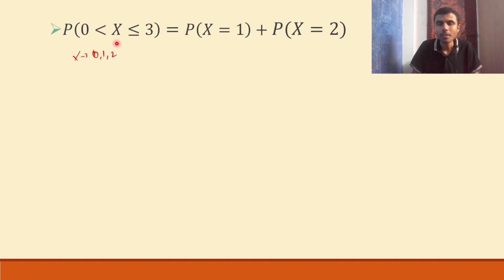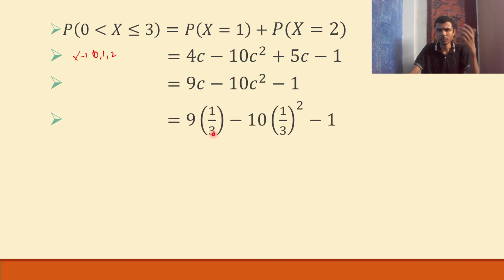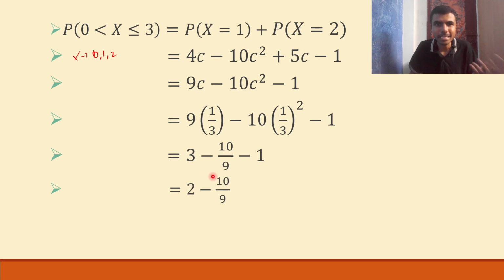So capital X can be 1 or capital X can be 2. So this probability is nothing but the probability that capital X is 1 plus the probability that capital X is 2. So this is 4c minus 10c square and this is 5c minus 1. 4c plus 5c is 9c minus 10c square minus 1. c is 1 by 3, just substitute: 9 into 1 by 3 minus 10 into 1 by 3 square. 3 ones are 3, 3 threes are 9, so 3 minus 10 by 9, 10 into 1 by 9, 10 by 9. 3 minus 1 is 2, 2 minus 10 by 9. Take LCM, 2 nines are 18 minus 10 by 9, so 8 by 9. That's it. These were the things that they asked us to find out, and we are done.